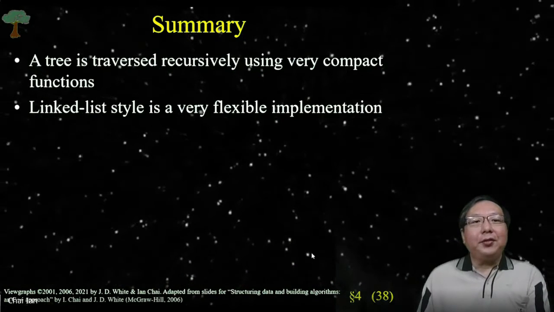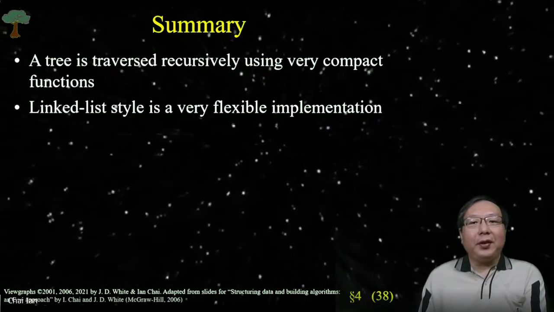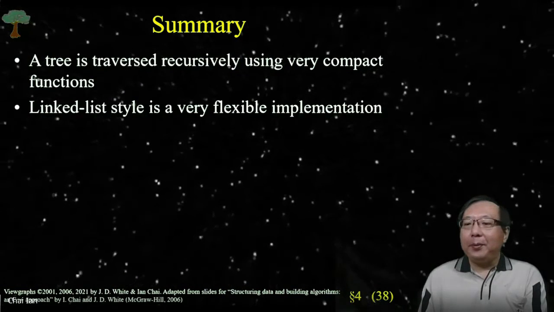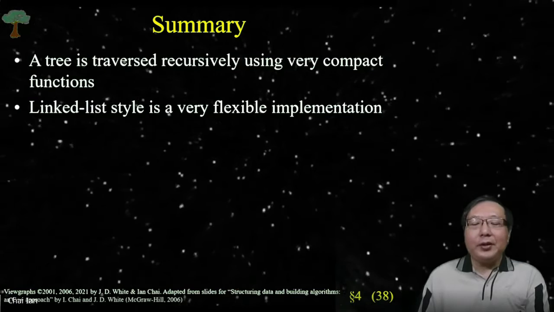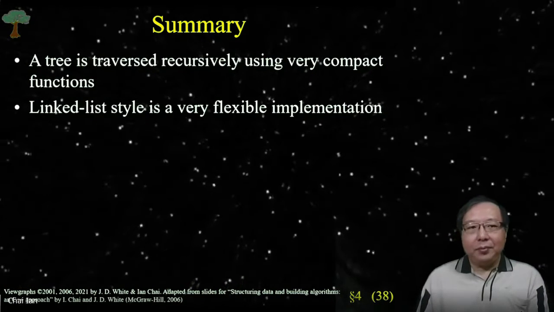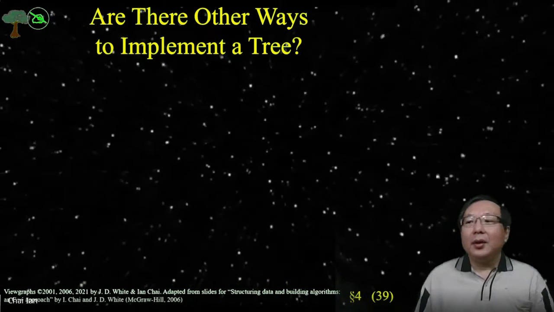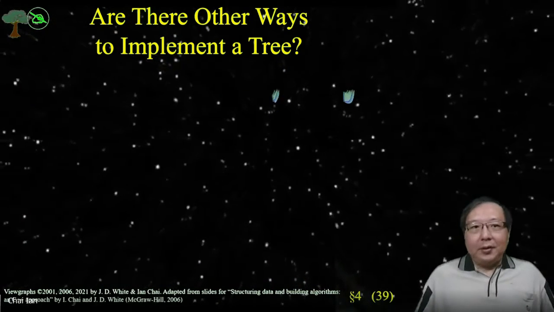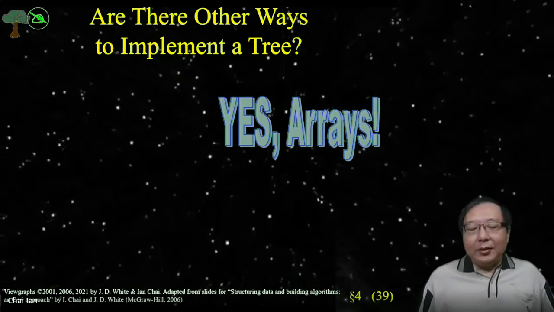So in summary, a tree is traversed recursively using very compact functions. And the linked list style has a very flexible implementation. You just make more nodes as you need more nodes. But is that the only way to implement a tree? There are other ways.